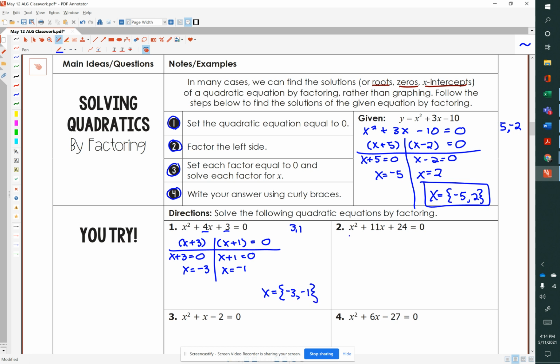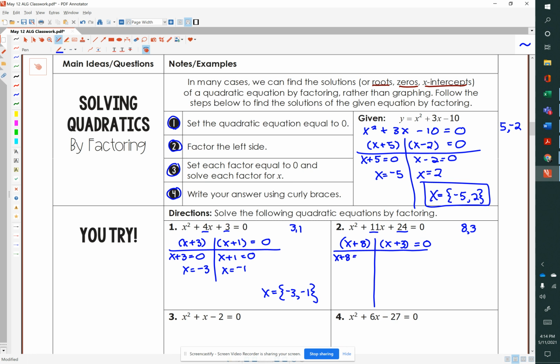So number 2, x squared plus 11x plus 24 equals 0. Two numbers that add to 11 and multiply to 24, and they'll both be positive, and those numbers are 8 and 3. So x plus 8 and x plus 3 equal 0. We'll solve each one of those separately after we set them equal to 0.